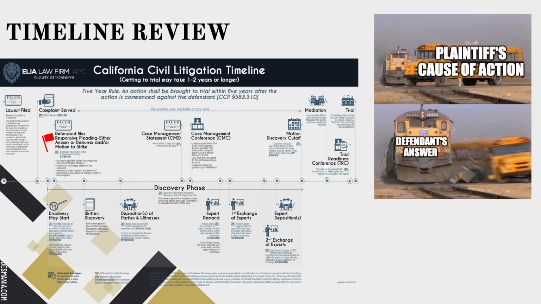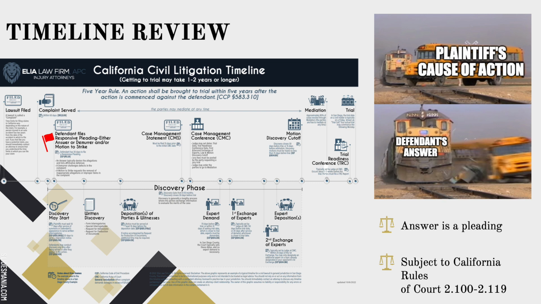An answer is a document that responds to the plaintiff's complaint and offers some denial, as well as introduces any new facts the defendant wants the court to consider on their behalf. Just like a complaint, an answer is a pleading. The use of these documents helps both sides assert their claims and helps the discovery process by determining the disputed facts. The format of an answer on pleading paper is subject to the California Rules of Court sections 2.100 to 2.119, which we'll talk about later in the presentation.